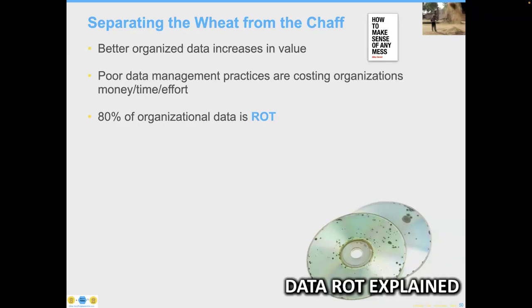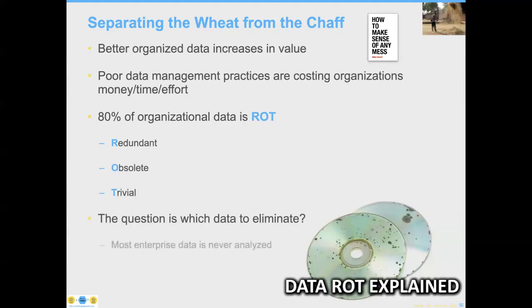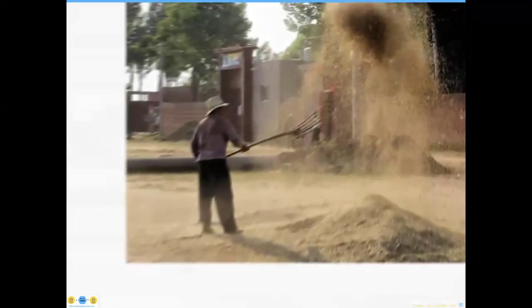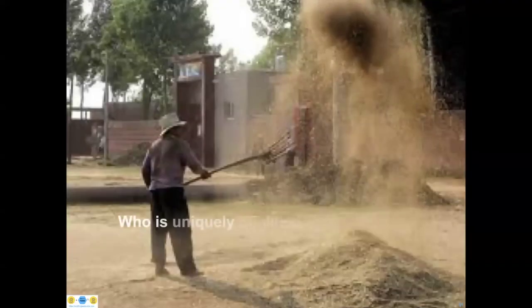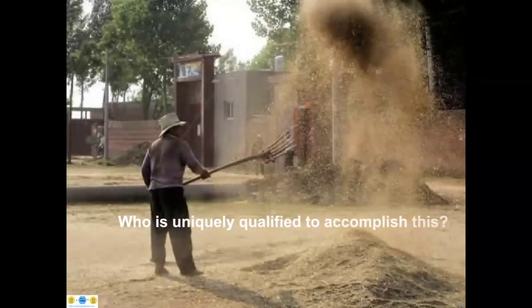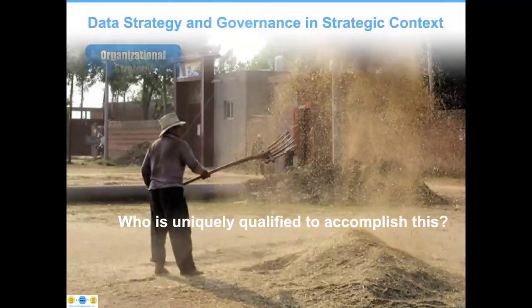But here's another thing that's critically important for understanding. 80% of all of your organizational data is ROT. ROT stands for data that is redundant, obsolete, or trivial. The question is, of course, which data to eliminate. Most enterprise data is never analyzed at all. So who is most qualified to do this kind of analysis work? Well, these are going to be the people who you have involved in this. You want to get them involved in your data governance effort.